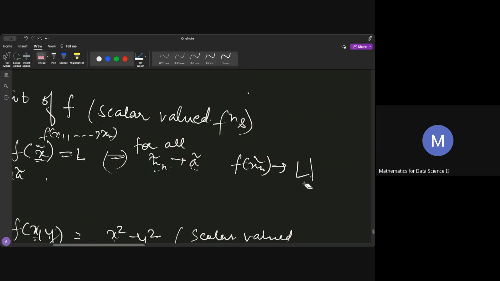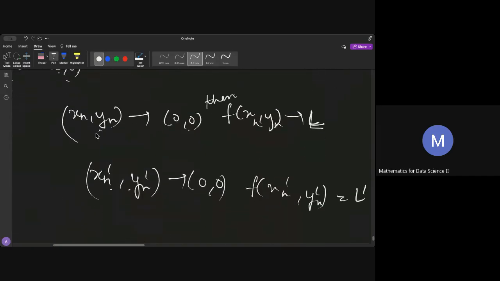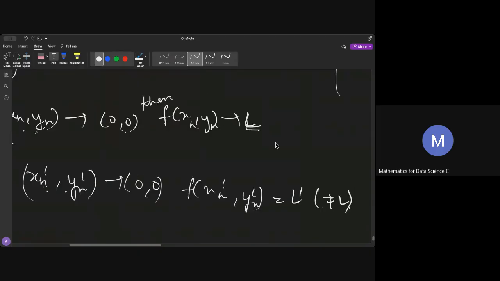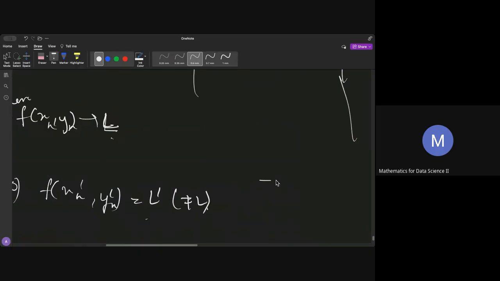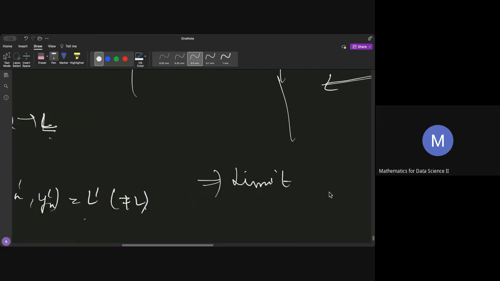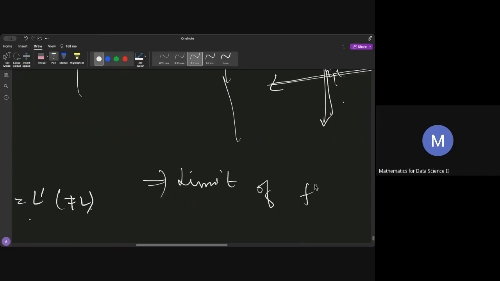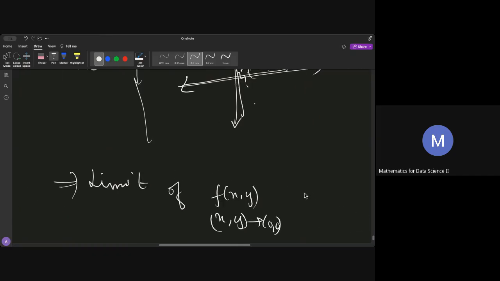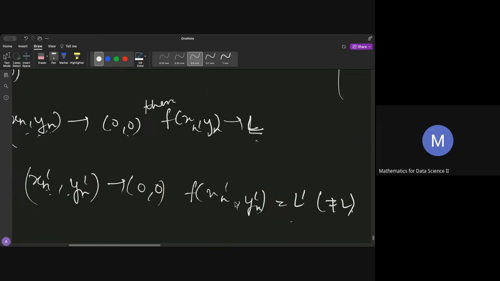But if I am able to find two sequences, let's say one sequence x and y and another sequence x dash and y dash, and my limit is coming out to be different, that means the limit does not exist, right? Limit of f(x, y) as (x, y) tends to (0, 0) does not exist, because two directions are giving two different limits.